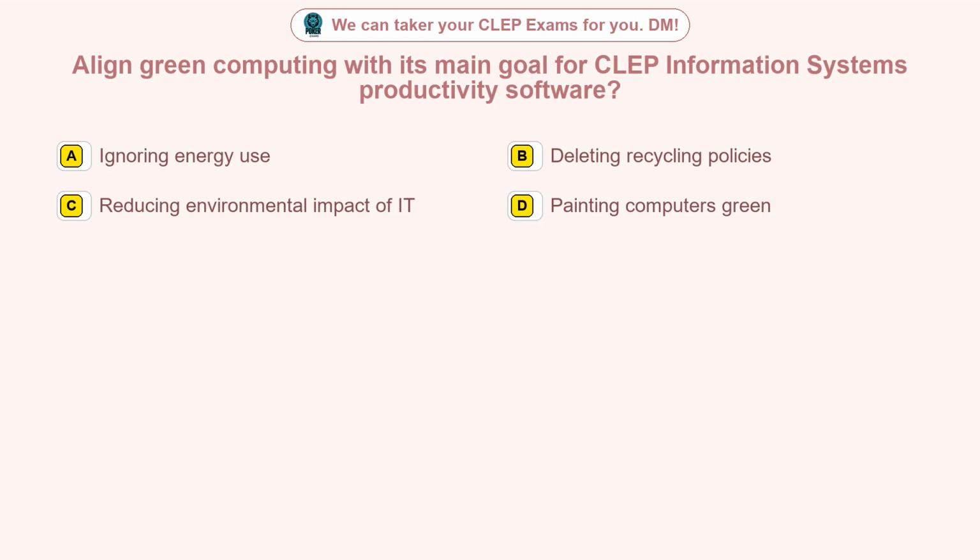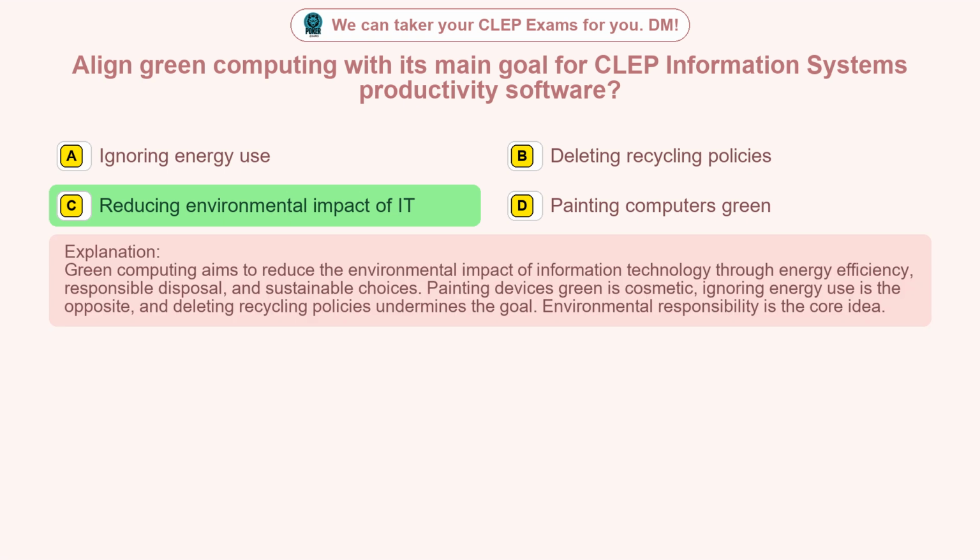Question 95. Align green computing with its main goal for CLEP Information Systems productivity software. Option A. Ignoring energy use. Option B. Deleting recycling policies. Option C. Reducing environmental impact of IT. Option D. Painting computers green. The correct answer is option C. Reducing environmental impact of IT.